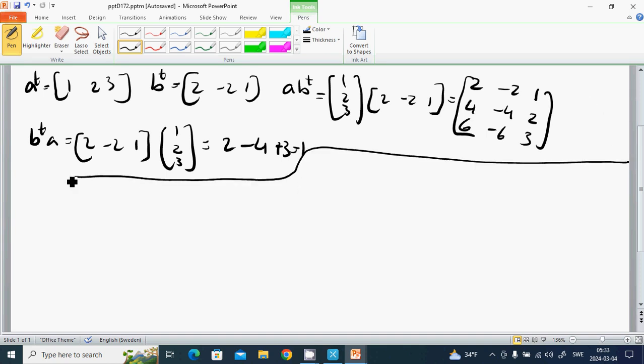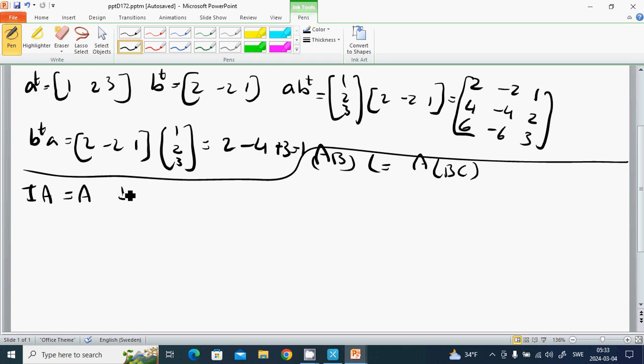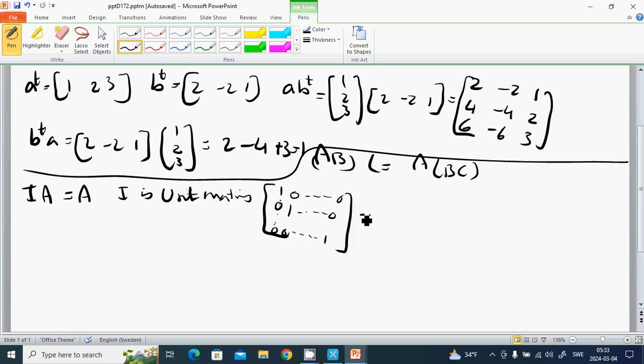We have other rules. (AB)C equals A(BC). IA equals A. I is the unit matrix, which is 1, 0, 0, 0, 1, 0, 0, 0, 1. And AI equals A, IA equals A.